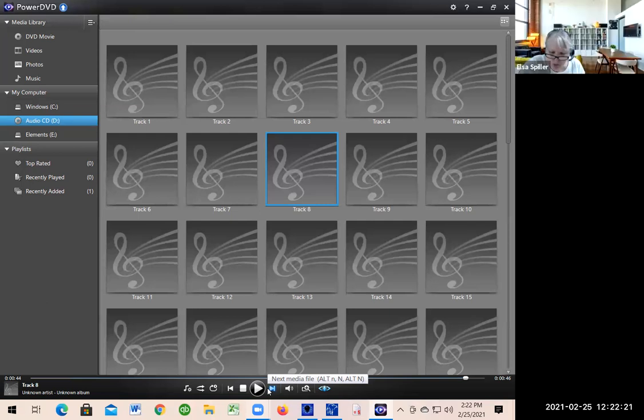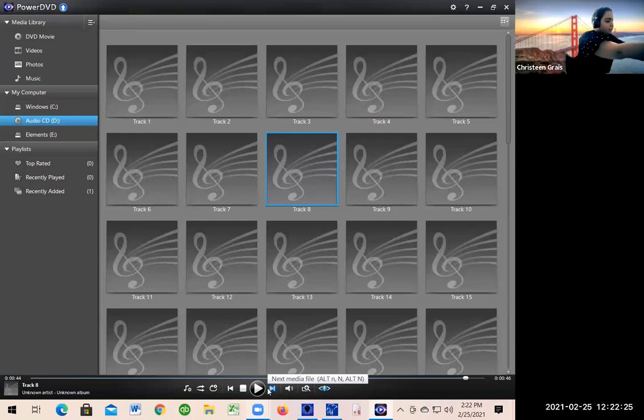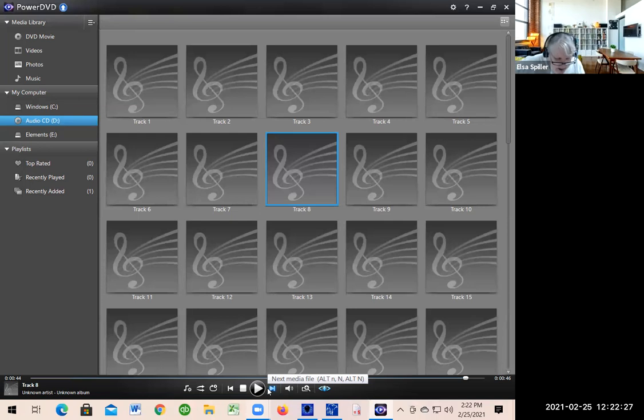Okay, let's go back to the workbook again. In the workbook, it says, complete the conversations, choose the correct response, and circle the letter. So the first one is Oak Grove Middle School. What's the response?